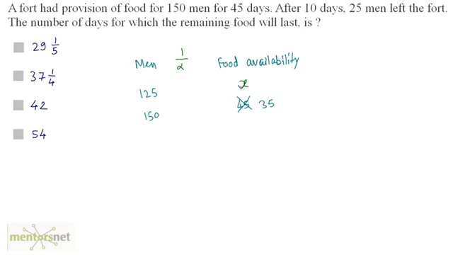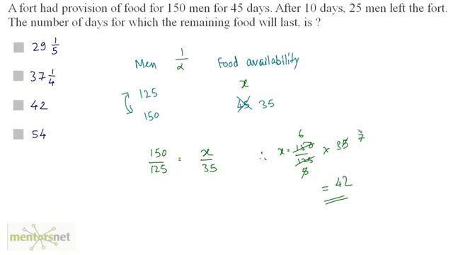Now this is in inverse proportion, so we will have to invert one of the ratios. So let us invert this ratio. So we can write 150 by 125 is equal to x by 35. Therefore x is equal to 150 by 125 times 35. So 25 times 5 is 125, 25 times 6 is 150. So this is equal to 5 times 7 is 35, 6 times 7 is 42. So the food availability for 125 men is 42 days. Option C.